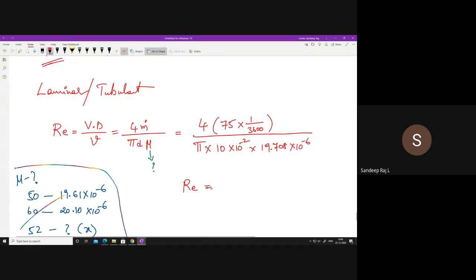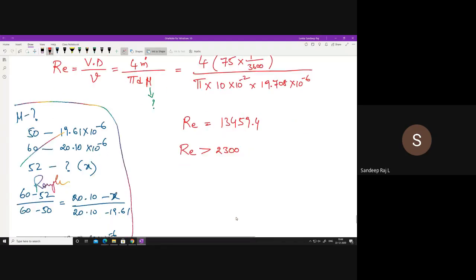Yes, the Reynolds number value is 13459.4. That is your Reynolds number value. So this Reynolds number is well above 2300. So obviously the flow will be a turbulent flow. Therefore, the flow is turbulent flow.